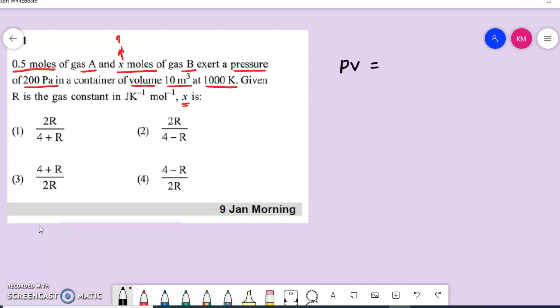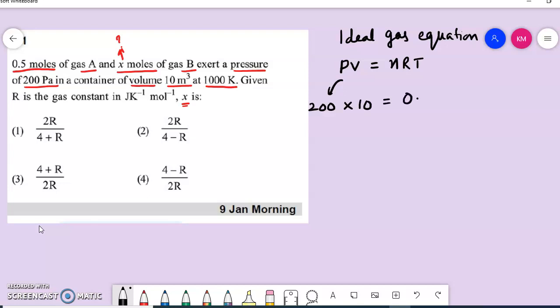PV is equal to nRT, as you know. This is the ideal gas equation. Pressure, how much have they given? 200 Pascal. Volume, how much have they given? 10 meter cube. Number of moles is 0.5 moles of A, X moles of B. Both are present in a single container. R we are not substituting. Why? Because all the options are given in terms of R only.